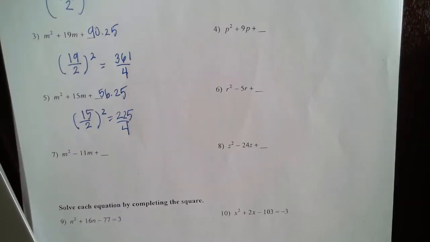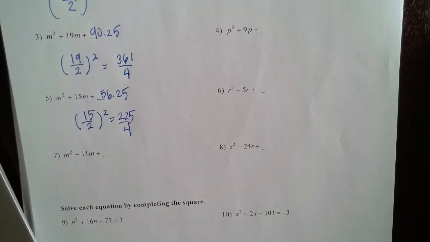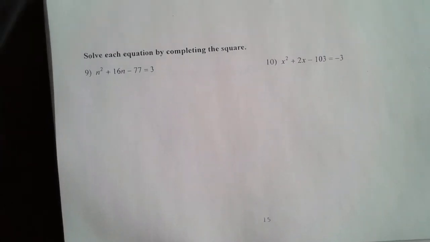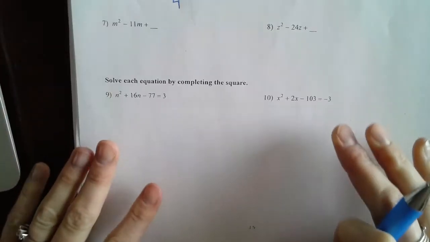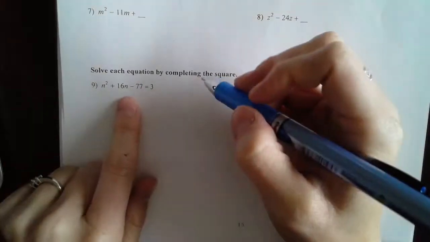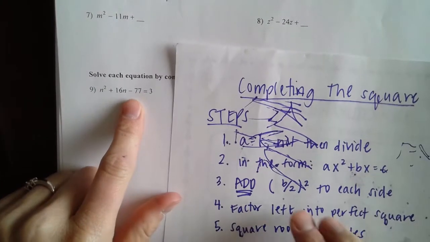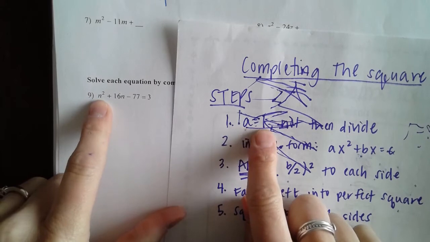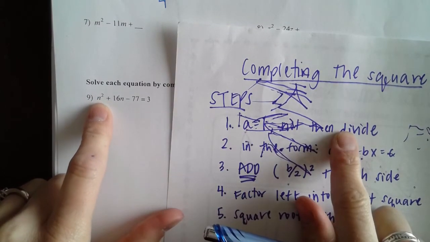So let's try number 9. Yeah, number 9. That's a good one. Oh no, it's falling. Okay. All right, number 9. Okay, so the C, let's go over our steps. Okay, number 1, the A is equal to 1, so you don't have to divide.